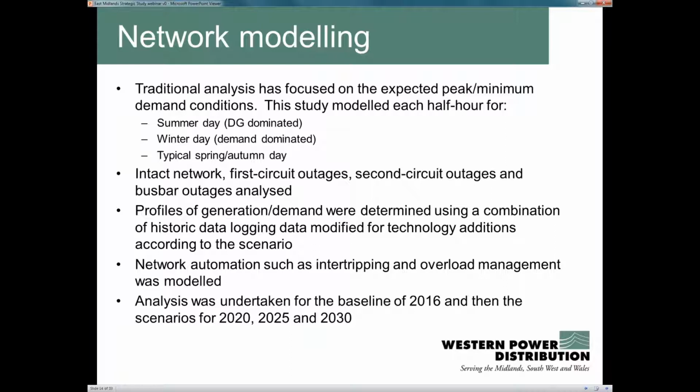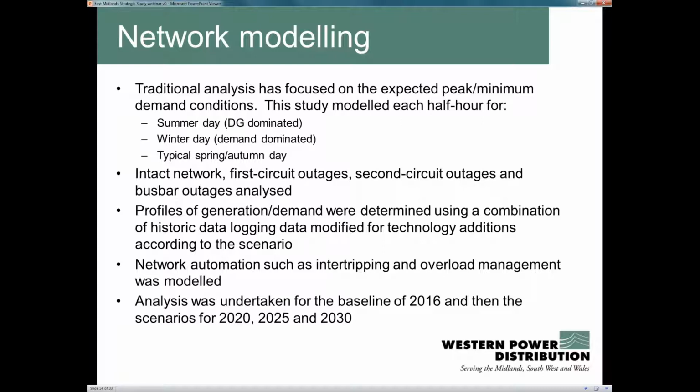Our traditional analysis has focused very much on a single edge case, so the peak demand and the peak generation output and the minimum demand conditions. But through using these techniques on the shaping subtransmission work, we have looked more at representative days and doing a half-hour model for each time period during the day. This has allowed us to get a much greater range of what we think is going to be happening and enables us to get better results on where we think the network will be operating.